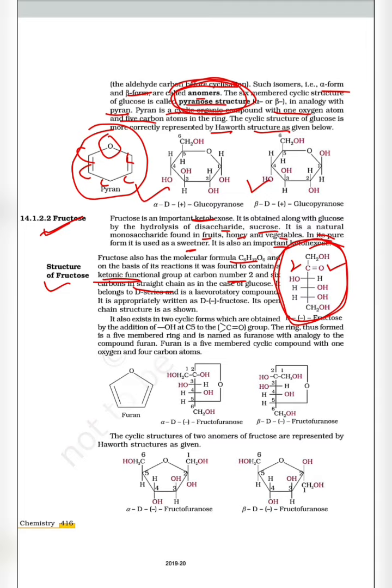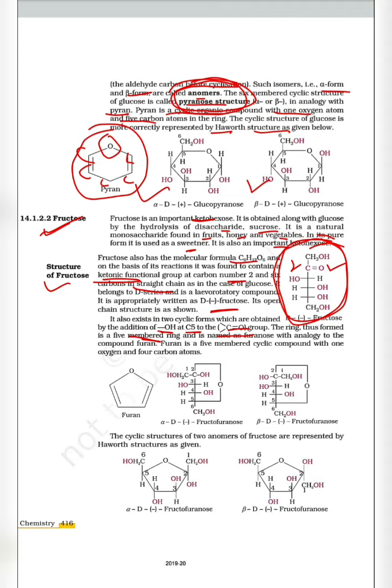It belongs to the D series and is a levorotatory compound. It is appropriately written as D-(-)-fructose. Its open chain structure is as shown. It also exists in two cyclic forms, which are obtained by the addition of the hydroxyl group at the fifth carbon to the ketonic group. The ring thus formed is a five-member ring and is named as a furanose ring.